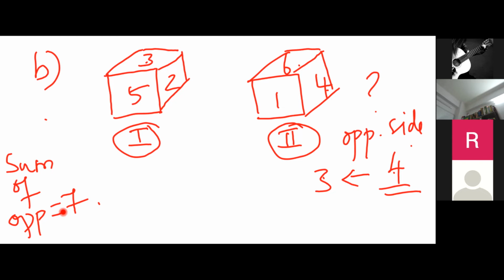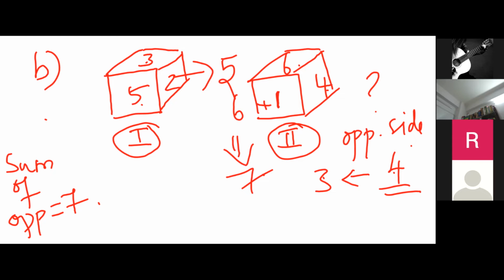Now tell me, what would you have as the opposite side of 1? I should add 6 here to get 7. That's all. No more logical thinking. What should you add to 2? 5. That's all. Understood? This is type number 1.